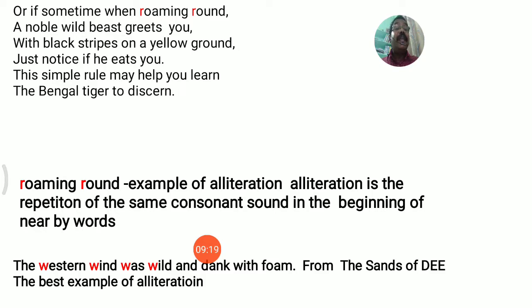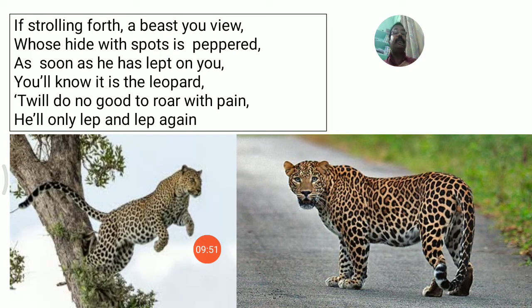See, the western wind was wild and dank with foam. The w sound is repeated in the beginning of nearby words. "Western wind", we will pronounce it here as wind. The western wind was wild. You see the rhythm. So it is for this musical effect and rhythm that the poets use alliteration. So this is a wonderful example of alliteration. So alliteration is the use of the same consonant sounds in the beginning of nearby words.